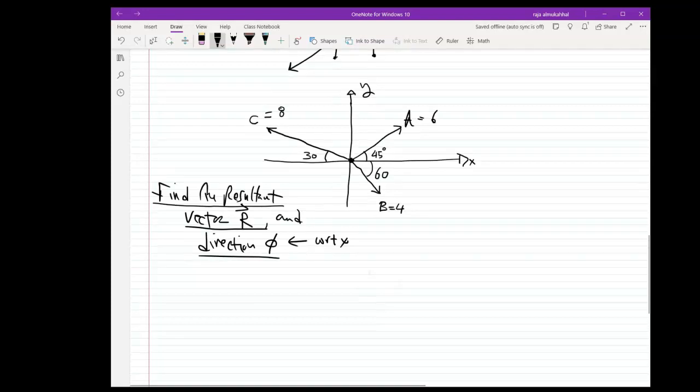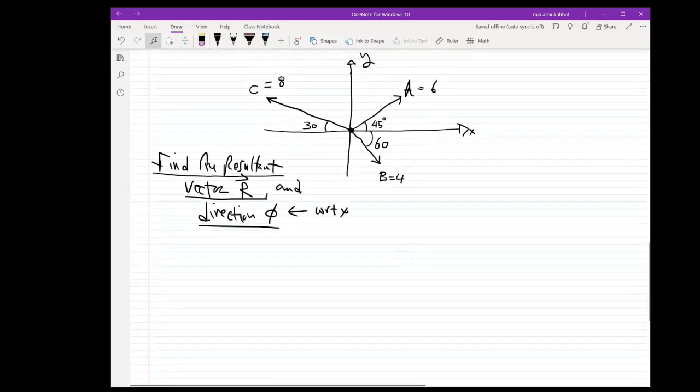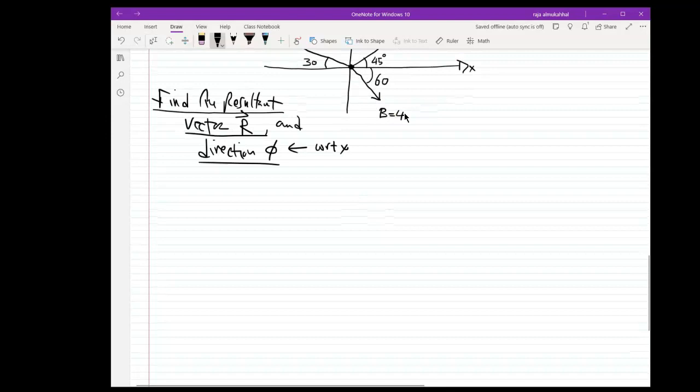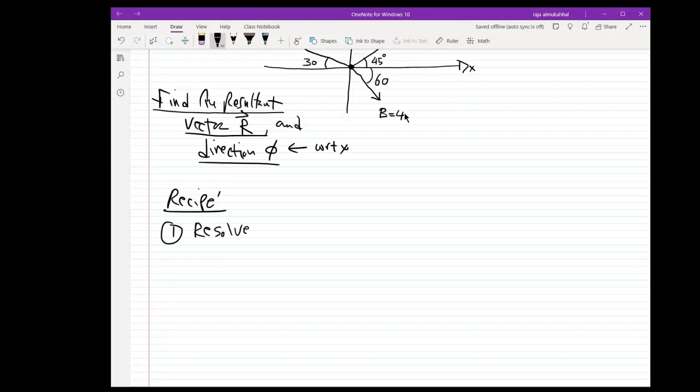So here is how we do it. You can pause the video and draw the diagram here before we move any further. So here is the recipe. Let me just write down the recipe first. There are basically four steps that you need to know. First, I'm going to write it down, and I will explain every step later. So the first step is resolve all vectors into components.